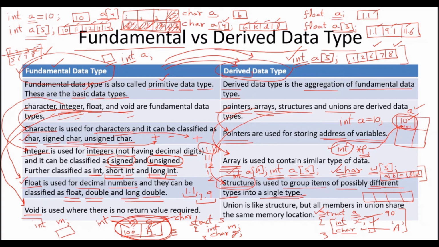Now this structure S is like a complete block, and inside that one is the integer part, one is your character part. So if this way you want to create a block, the memory of your own choice with different data types, that is the structure. So structure can be created.